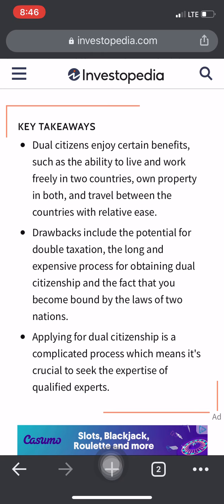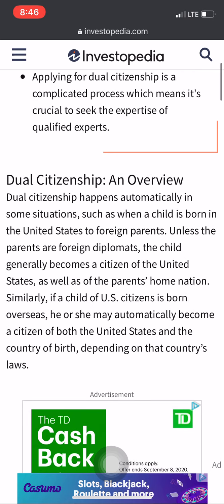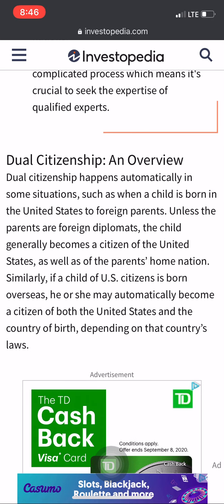Applying for dual citizenship is a complicated process, which means it's crucial to seek the expertise of qualified experts. Dual citizenship, an overview. Dual citizenship happens automatically in some situations, such as when a child is born in the United States to foreign parents. These are the ones that are called accidental Americans.